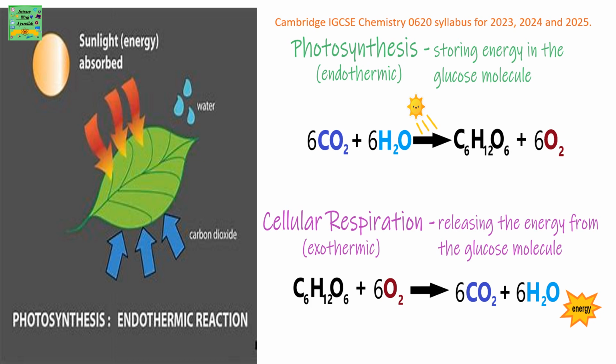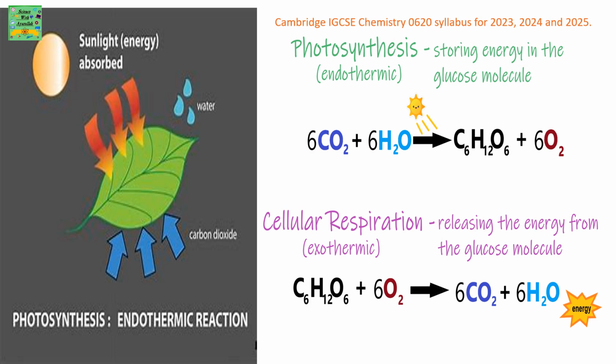Now you need to remember the equation for photosynthesis. That is 6 molecules of carbon dioxide, that's CO2, plus 6 molecules of water, that's H2O, in the presence of sunlight gives you C6H12O6. C6H12O6 is glucose, along with oxygen, and that oxygen is 6 molecules.